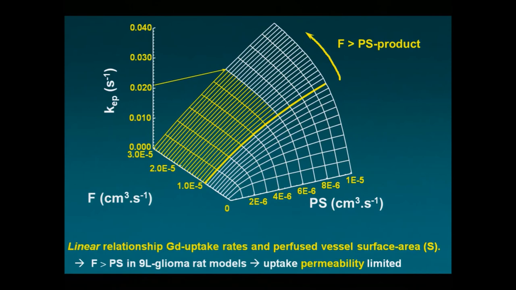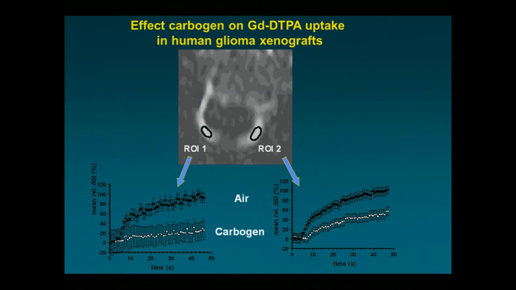Another experiment was with carbogen. Carbogen has CO2 and it has a vascular effect. It should really cause vessel dilatation. But what we actually saw was the opposite of what we expected. Here we see the uptake of the gadolinium in air, and this is in the presence of carbogen: a strong reduction of the uptake of the gadolinium.